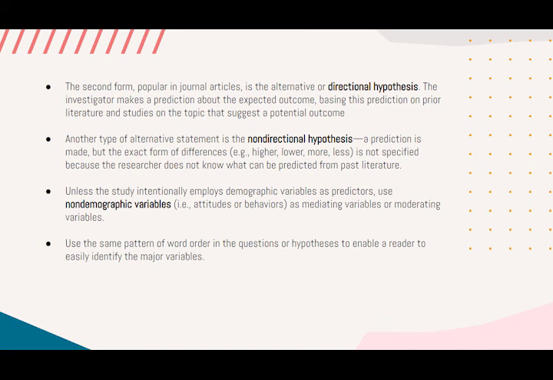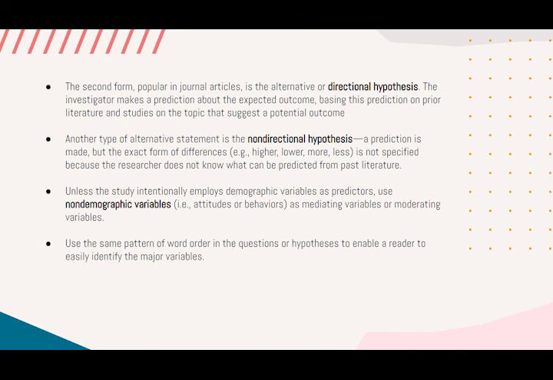A null hypothesis represents the traditional approach. It makes a prediction that in the general population, no relationship or no significant difference exists between groups on a variable. The wording is, there is no difference or relationship between the groups. The alternative is the directional hypothesis. The researcher makes a prediction about the expected outcome, basing this prediction on prior literature and studies on the topic that suggest a potential outcome.